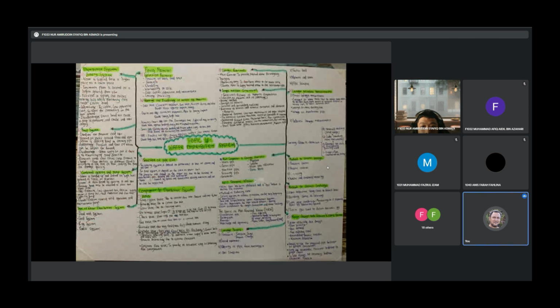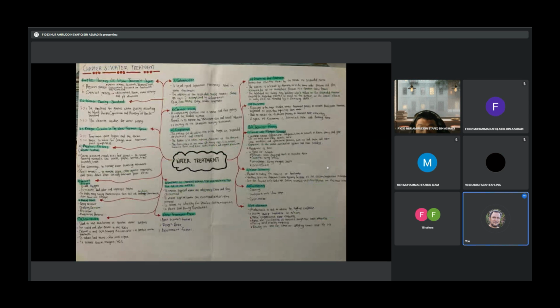Seterusnya, apa simple sangat? Buka balik bab 3 tadi. Bab 3 tadi. Okey. Sedap mata mandang, tapi itulah macam ada yang tak cukup perisa. Tak apa. Boleh.